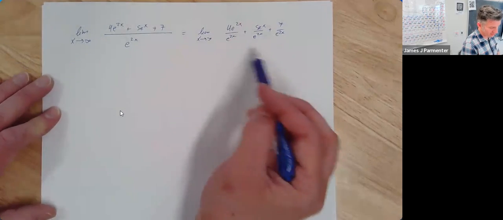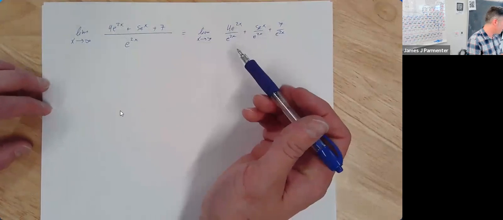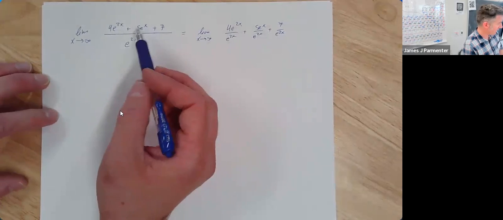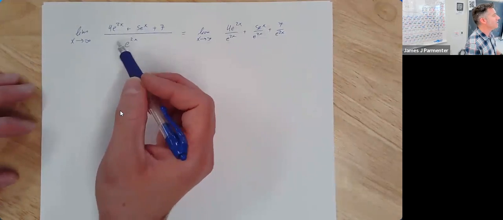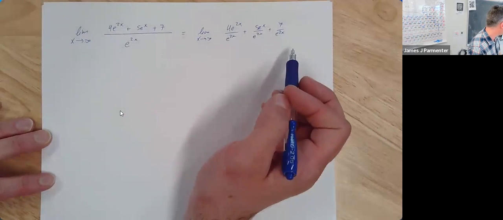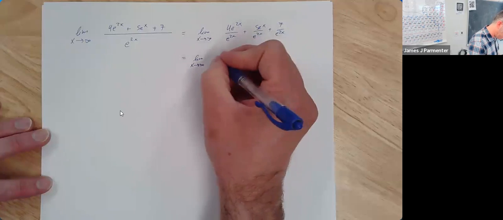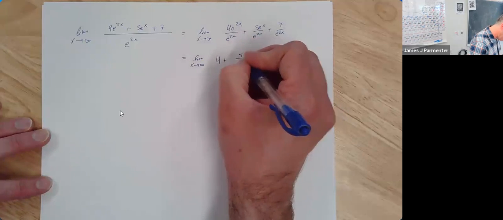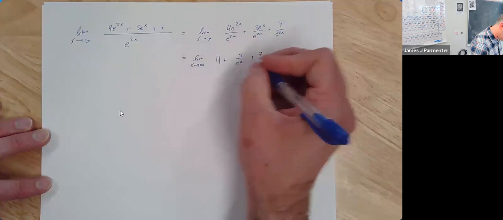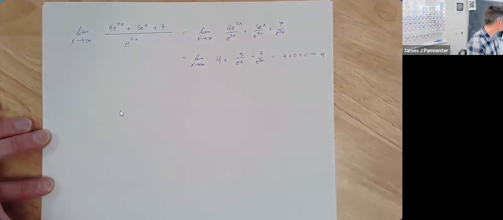Now, the reason I point this out is because this is a really good technique to use later on when we start taking derivatives and eventually antiderivatives in 17b. If you have something that's divided by one term like this, it is usually in your interest to break it up into each thing divided by that one term. Because then we can simplify each of those and say, I've got the limit as x goes to infinity of 4 plus 5 over e to the x plus 7 over e to the 2x. And that's going to go to 4 plus 0 plus 0, which is 4.